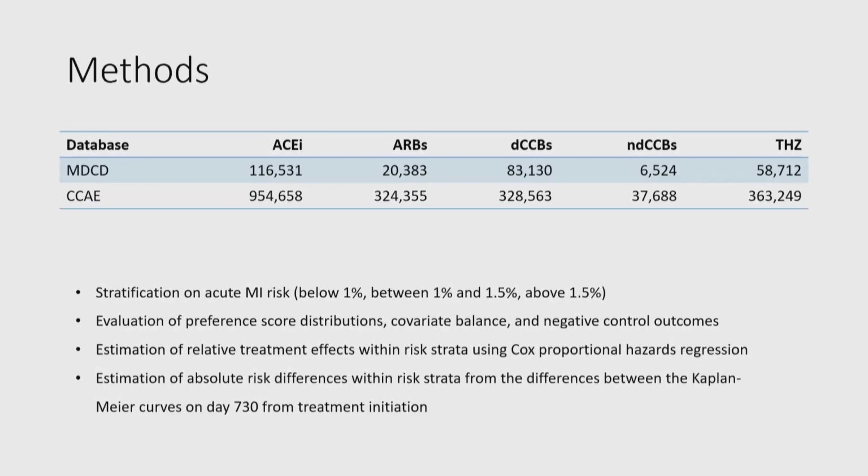Here we stratify patients on the predicted acute myocardial infarction risk. We separate patients into those below 1%, those between 1 and 1.5%, and those above 1.5% 2-year acute myocardial infarction risk. Then within risk strata we evaluate the standard diagnostics that I mentioned before, and we estimate relative treatment effects using Cox regression, and absolute treatment effects from the difference between the Kaplan-Meier estimates at 2 years after treatment initiation.